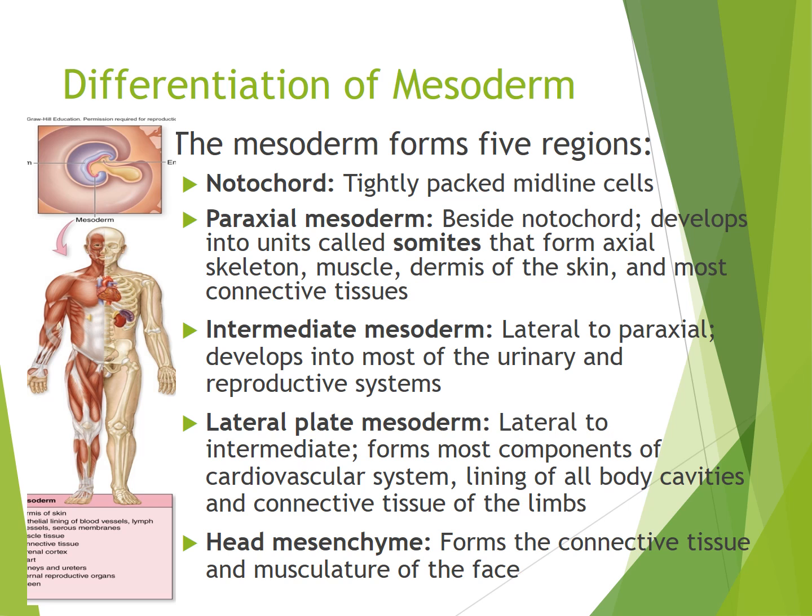Lateral to the paraxial mesoderm are cords of the intermediate mesoderm, and these are responsible for the urinary system and reproductive system. Fourth, we have on both sides the lateral plate mesoderm, and these give rise to the cardiovascular system, the lining of the body cavities, the thoracic and abdominal wall, and the connective tissue components of the limbs. And then lastly, we have the head mesenchyme, which forms the connective tissue and musculature of the face.